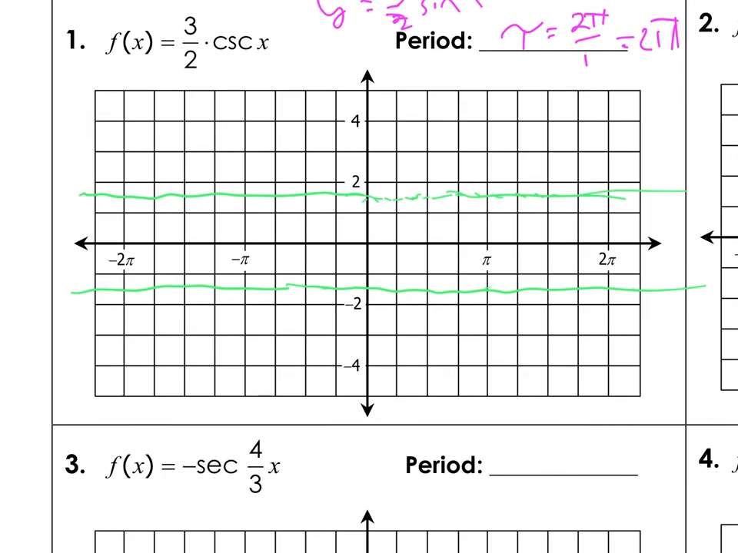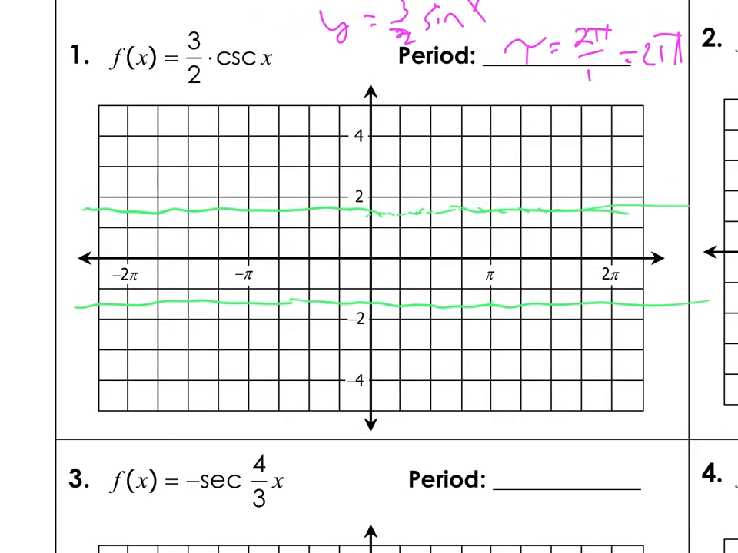Does this have a phase shift left or right? No. So why don't I go ahead and make my starting at the 0? Where would the end be then? 2 pi on both sides. May as well make the field goal. There's my rectangle. That's where I'm concerned with right now.